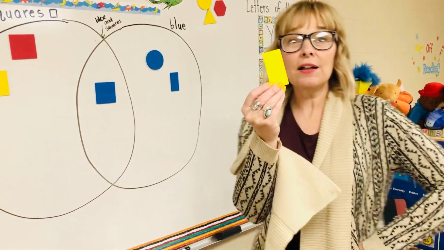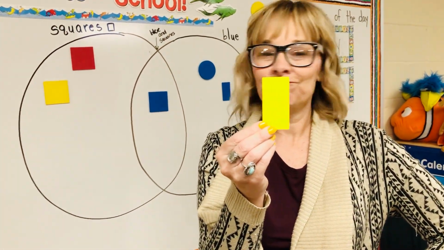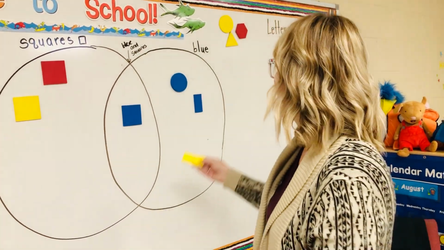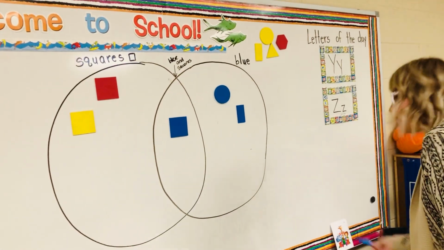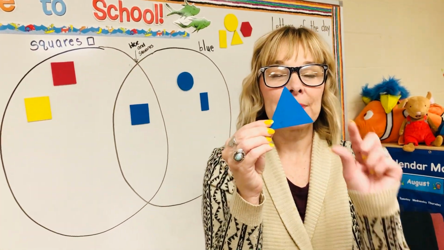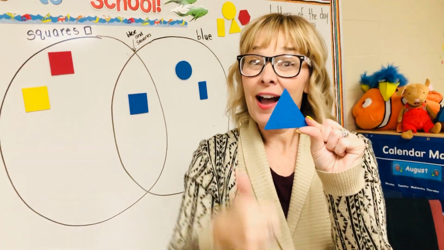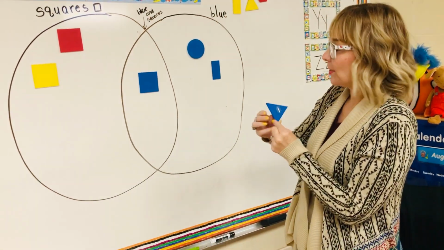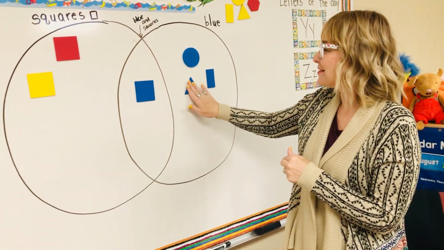Hey, I found another rectangle. Is a rectangle a square? No, because all four sides are not the same. Is it blue? Oh, Mr. Rectangle, you can't come to the party today either. Over there you go. How about this one? Let's see if this one can come to the party. Is it a square? Nope. Is it blue? Yeah, it has one attribute we need. It is not a square, but it is blue. So it can go over here. It does not get to go in the middle because it is just blue.